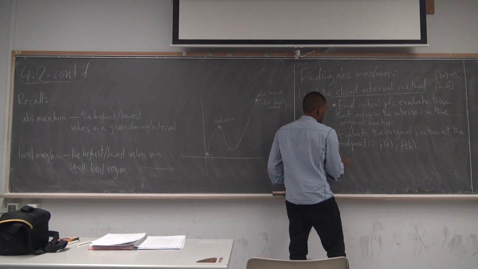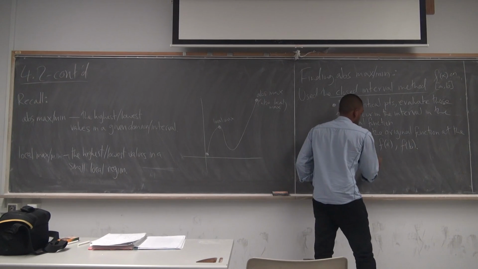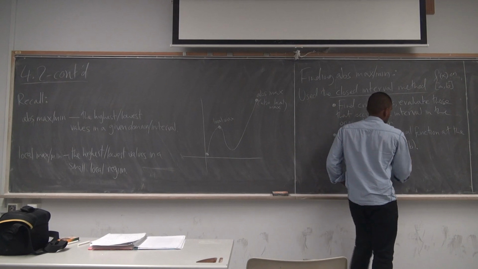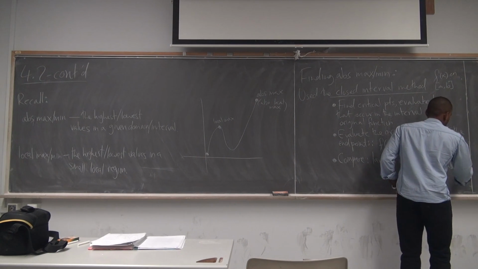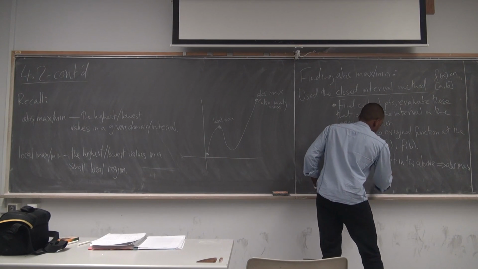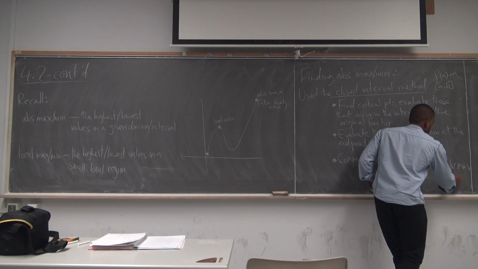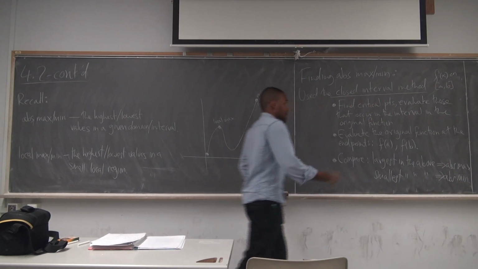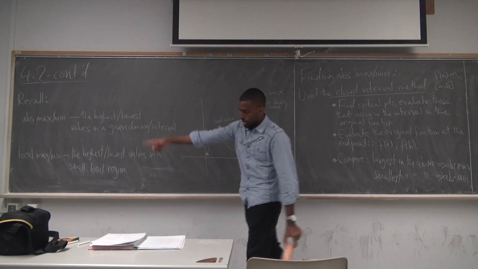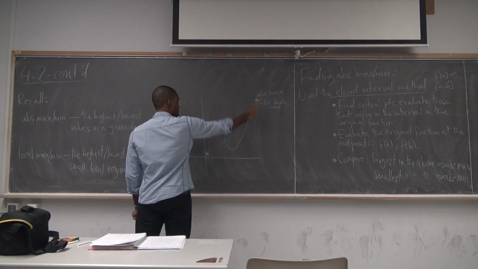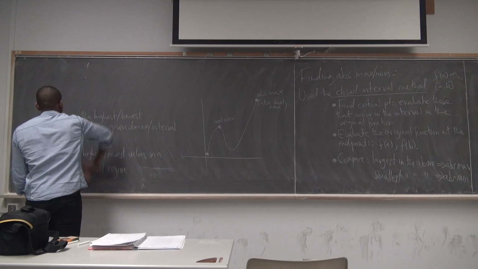And then third, you compare all the y values you found in the previous two steps. The largest in the above steps is your absolute max, and the smallest in the above steps is the absolute min. And that's what we did last time. We did an example of that you can review. Now we're actually going to move on to finding local maximums and minimums. If I wanted to find this guy and not necessarily that guy, how would I actually go about it? That's what we're going to talk about now.